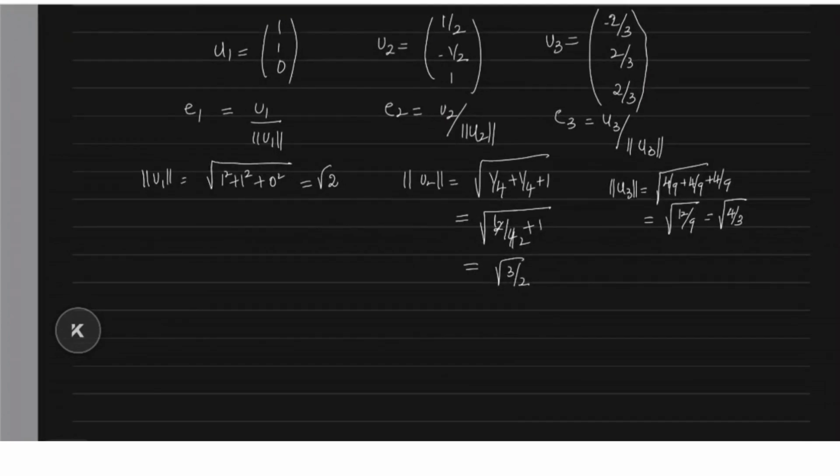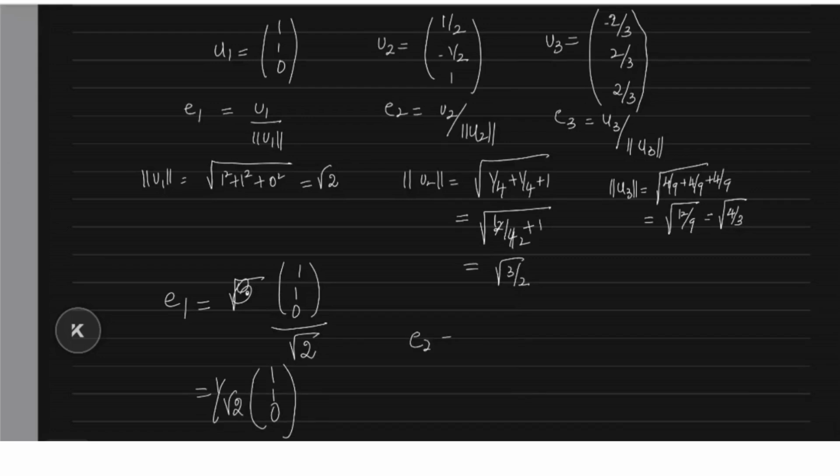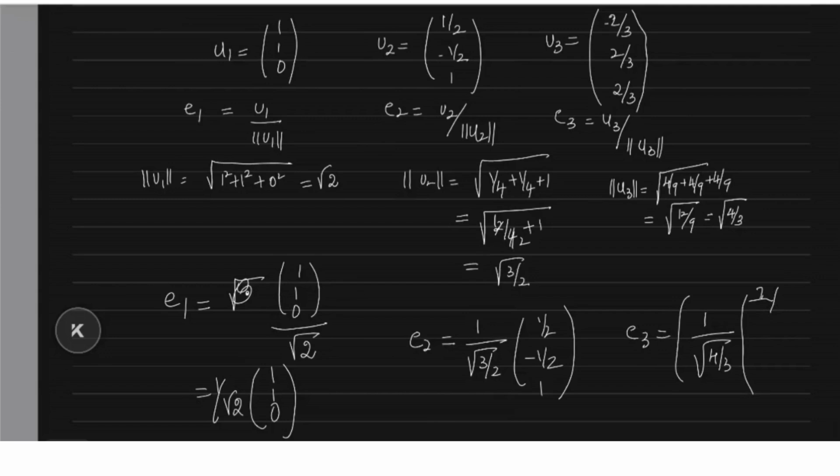From that you have to write e1, e2, e3. So e1 is nothing but (1, 1, 0) divided by root 2, or 1 by root 2 into (1, 1, 0). Likewise, e2 would be equal to 1 by root of 3/2 into (1/2, -1/2, 1), and e3 would be equal to 1 by root of 4/3 into (-2/3, 2/3, 2/3). Okay, so u1, u2, u3 are called your orthogonal vectors. e1, e2, e3 are called your orthonormal vectors, and these orthogonal vectors and orthonormal vectors are found by using your Gram-Schmidt method.